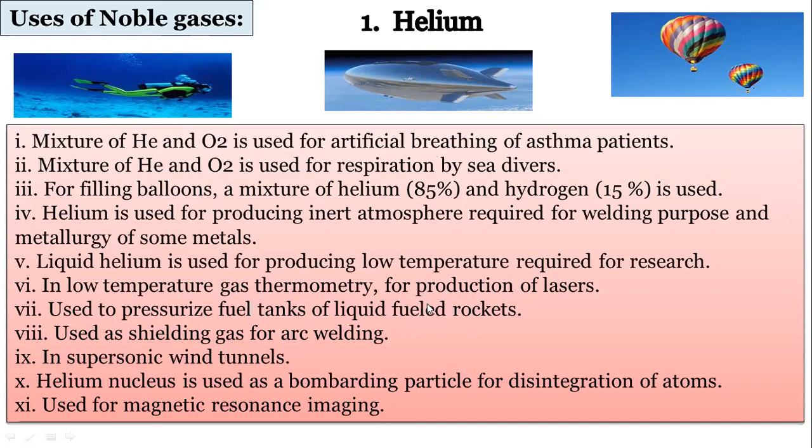It is used as a shielding gas for arc welding. Then in supersonic wind tunnels also this helium is used. The helium nucleus is used as bombarding particles for disintegration of atoms. It is also used for magnetic resonance imaging, MRI. For the MRI purpose also this helium is used. Remember any four uses which can be asked in the examination for 2 marks. Remember any four uses of helium.